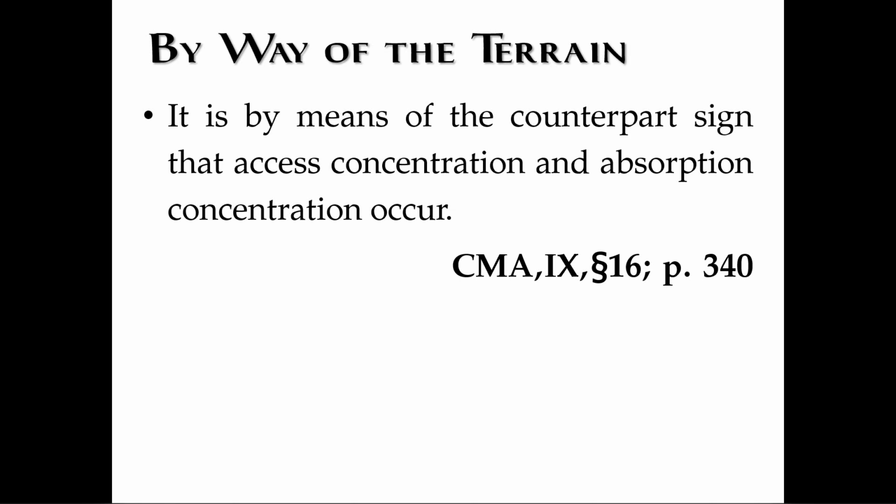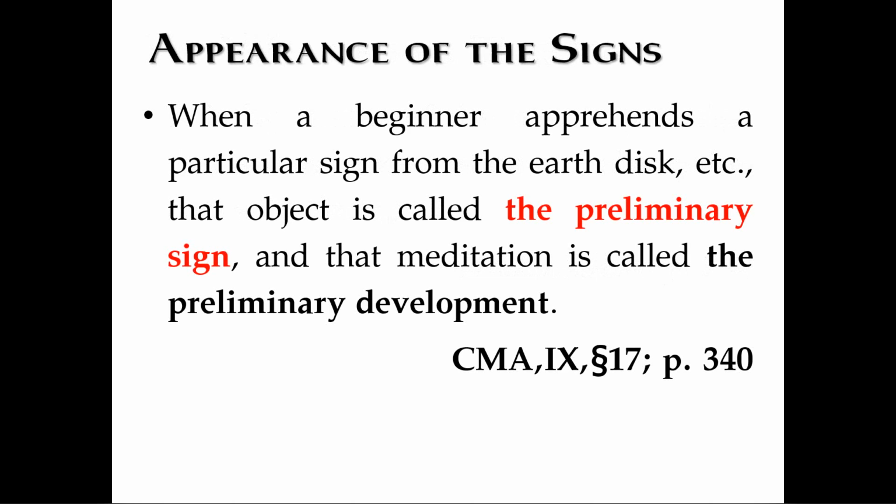You just look at this one, the appearance of the signs. I already explained this; maybe look at page number 340. Actually, this is the note from the Manual of Abhidhamma. When a beginner apprehends a particular sign from the earth disc, etc., that object is called the preliminary sign. When you're practicing Kasina meditation, the earth kasina, the earth disc is the preliminary sign.